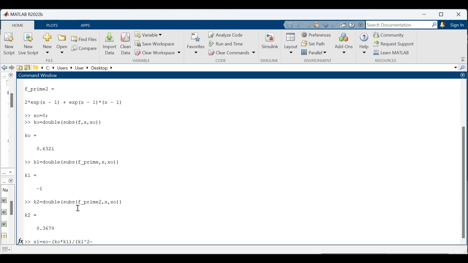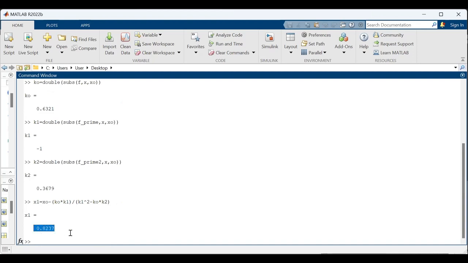Okay, and then minus the product of f of x0 and the second derivative, okay? So this is it. K naught times K2. Okay, we're done like that. So enter. So this is the first value of X1. Is this the same first value that we got?